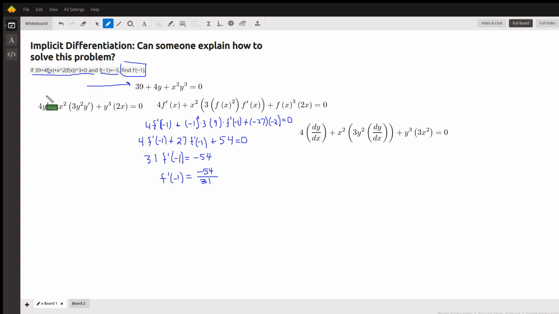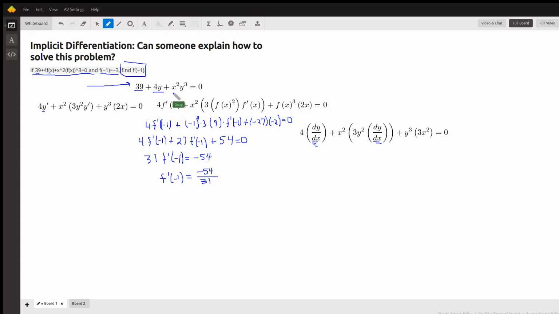If we leave it with f of x equals y, we can write that as y prime. When we take the derivative of 39, of course, it is 0. We can write f prime of x instead of y prime. Or over here, we can write dy/dx. So what we're doing is using implicit differentiation. The derivative of the 39 is 0. The derivative of 4y is 4y prime, or 4f prime of x.